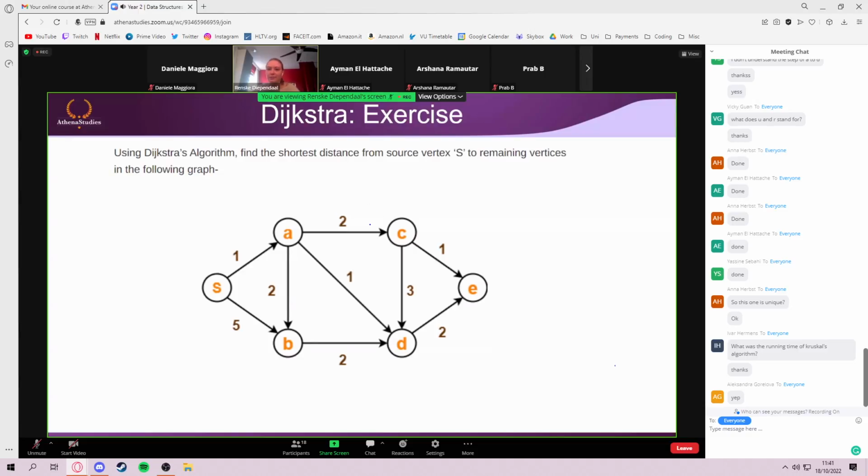Okay, so the first vertex is S, which is this one. So try to find the remaining edge distances, the shortest path to the other ones, using Dijkstra's algorithm that we just saw. And let me know if you're done or if you need help.